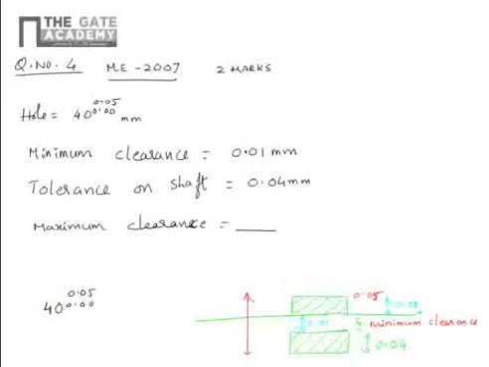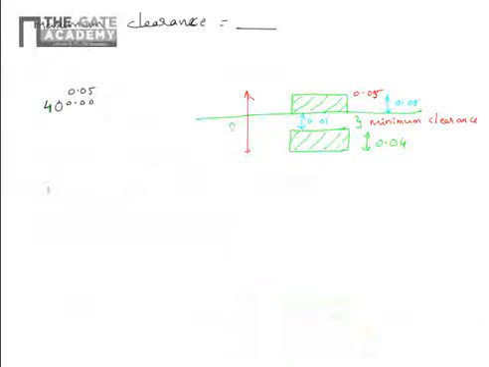If you want to get that value, this question mark, so maximum clearance equal to hole tolerance... No need to remember the formula, I am just writing from the diagram only. So if you know how to draw the diagram, then you can easily do it.